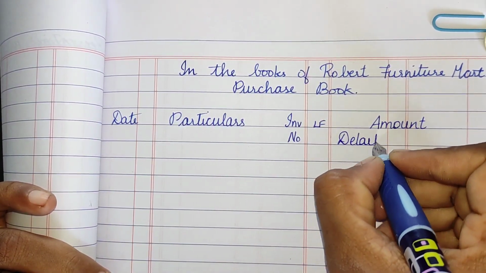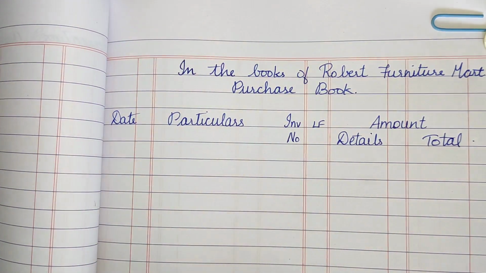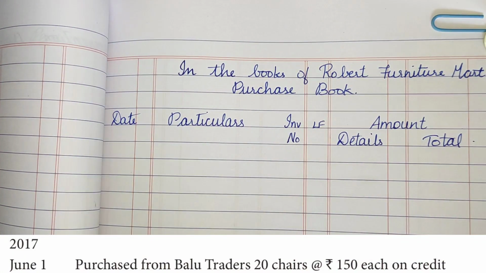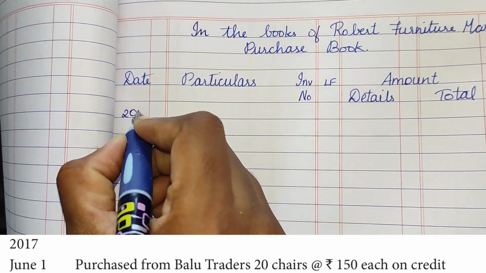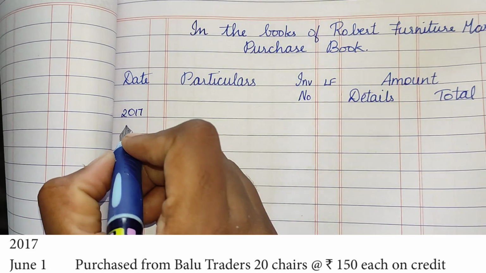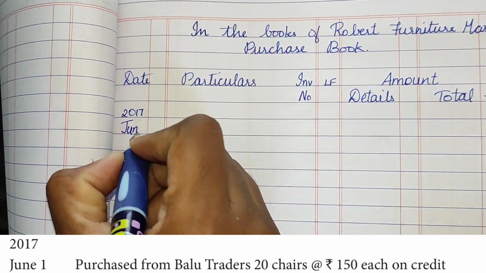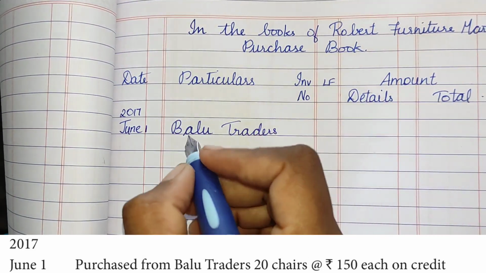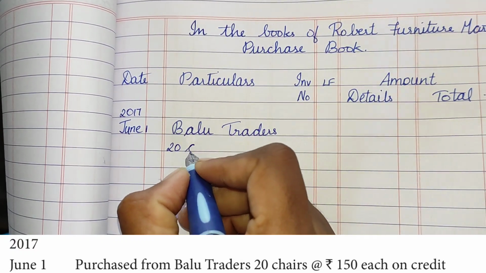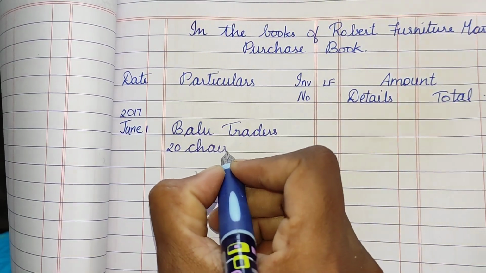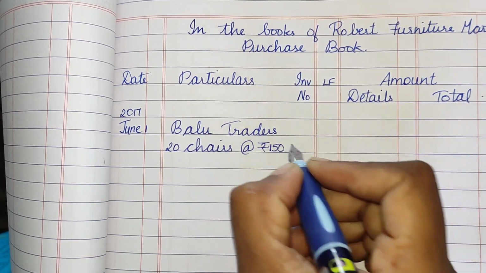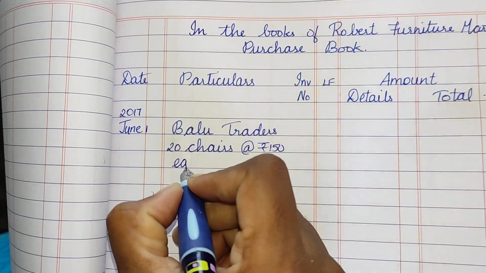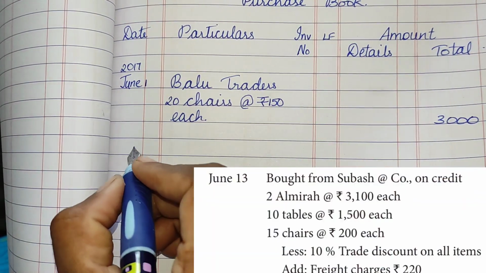amount, details and total. So here the first item is on June 1st, purchase from Balu Traders 20 chairs at rupees 150 each on credit. So this is a credit transaction which comes in the purchase book. So we are going to write the trader's name, Balu Traders, and then it is the description of the product purchase. So 20 chairs at rupees 150 each. You will multiply 20 and 150 and write it in the total column since there's only one item given there.